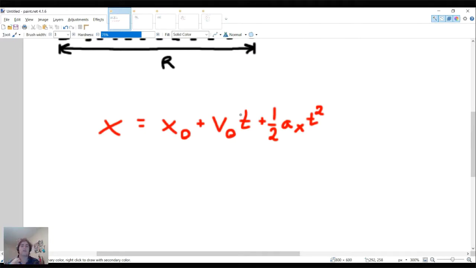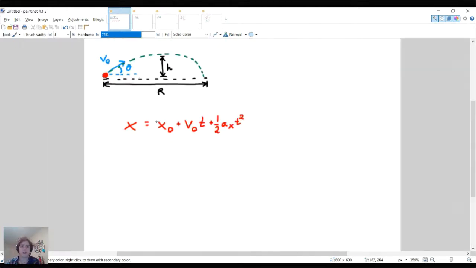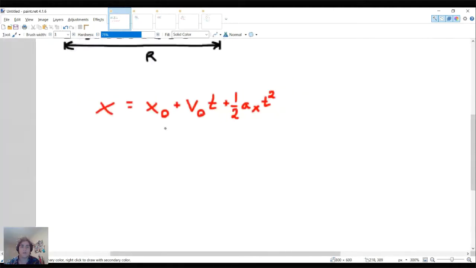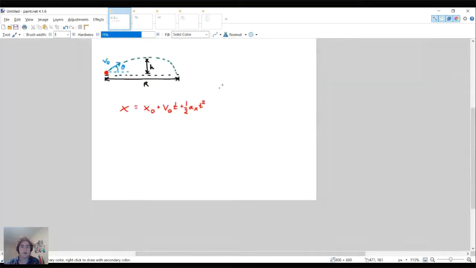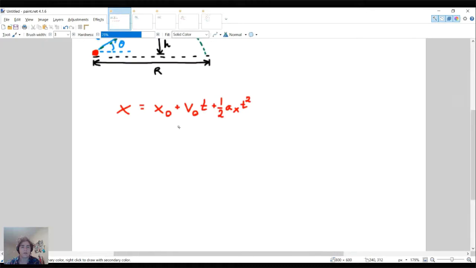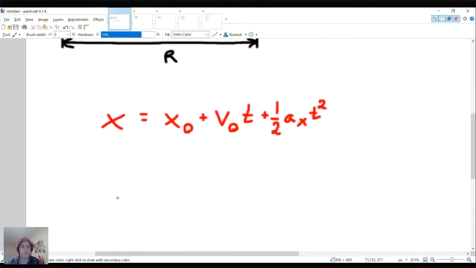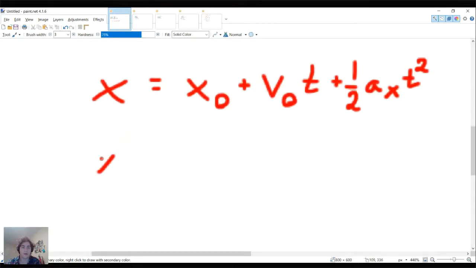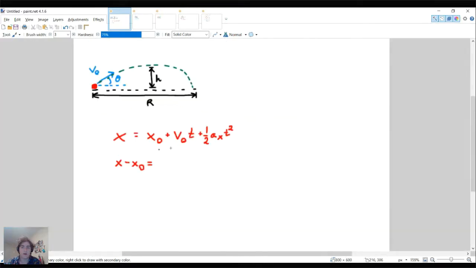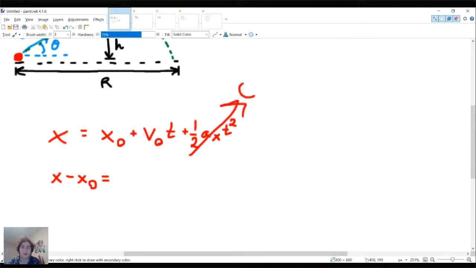So this equation can be applied to both the y dimension and the x direction. When we're going to work in 2 dimensions here, we're going to start with the x first. So let's subtract x0 on both sides, and we get x minus x0 equals, and this term is 0. There's no acceleration in the x direction because there's no force acting in the x direction. The only force acting is the force of gravity downwards. So there's no acceleration horizontally.